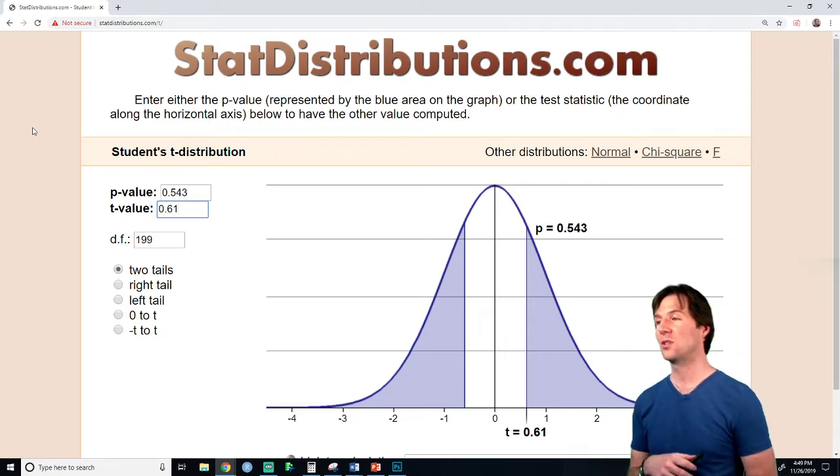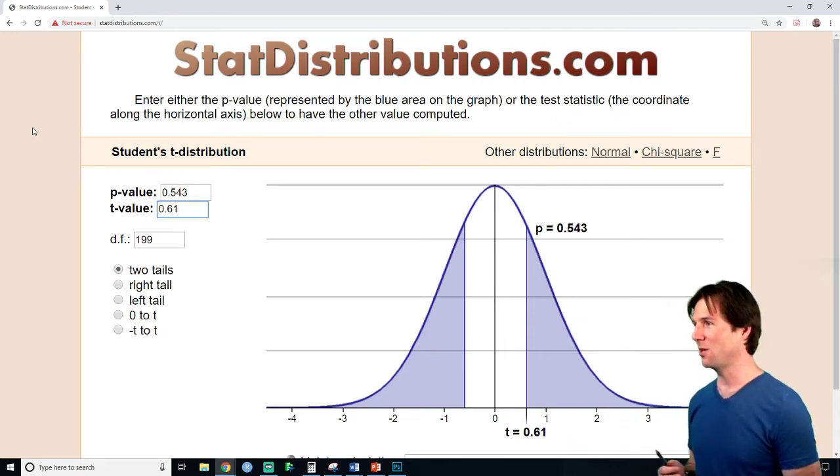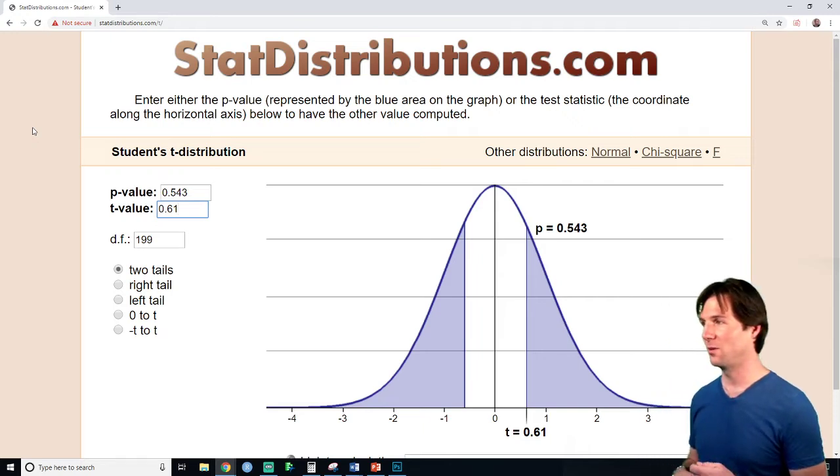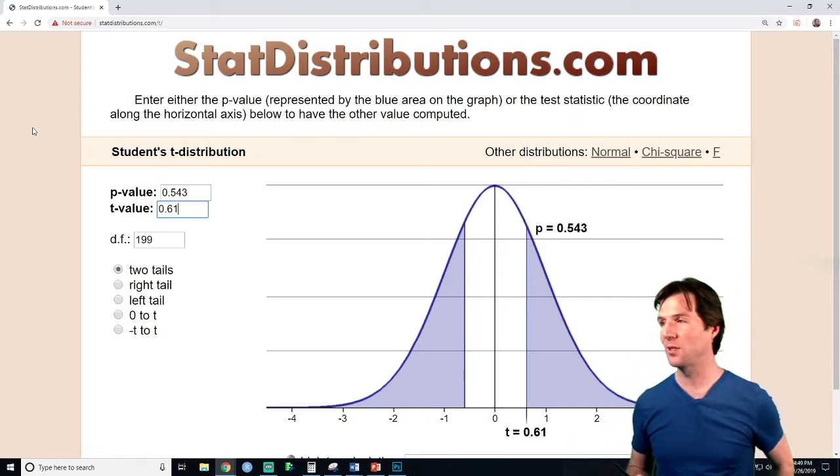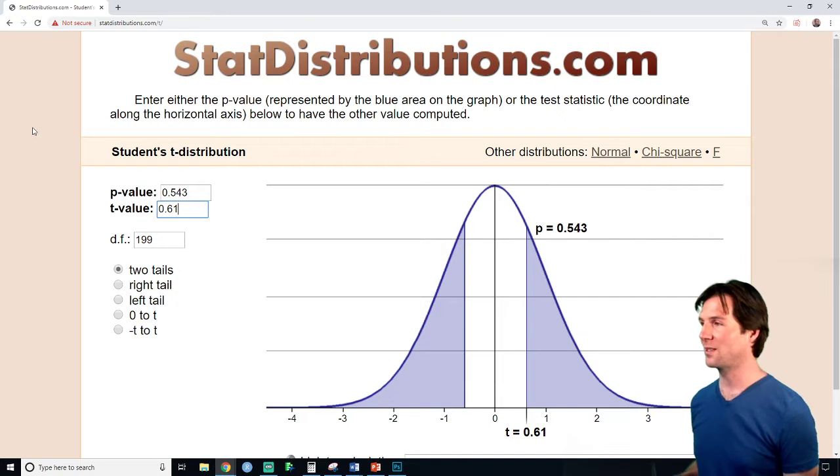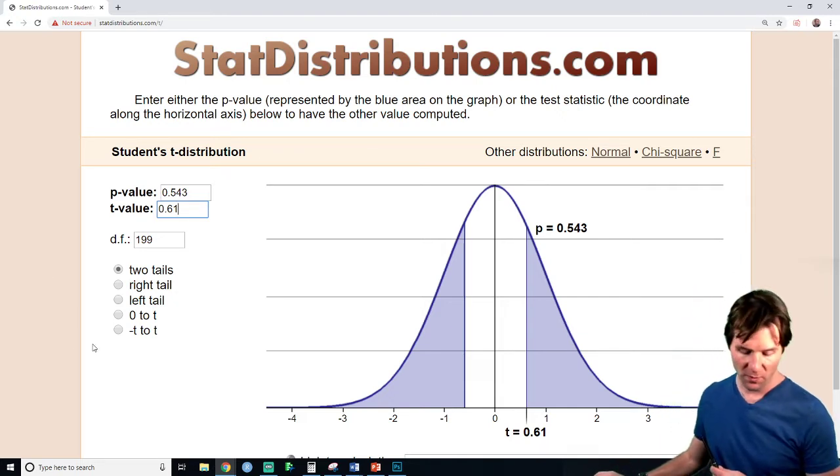Oh, it's close. I was thinking of the interquartile range z-score, so don't worry about that. Little side note of why I was guessing it. I should have gone with my other guesses. I think I had some guesses closer to that. But the p-value is 0.543.